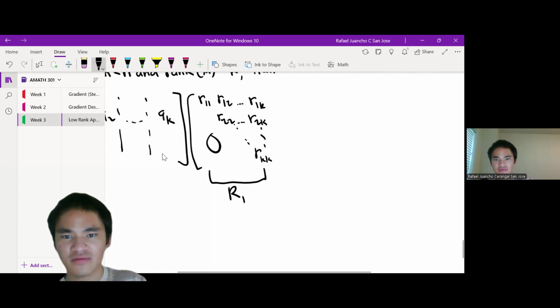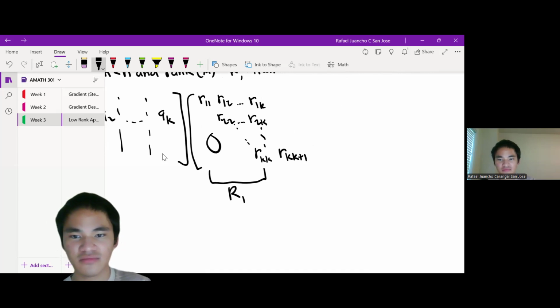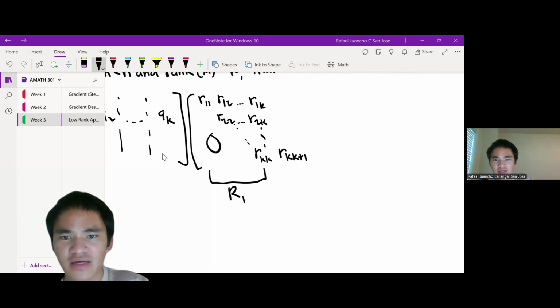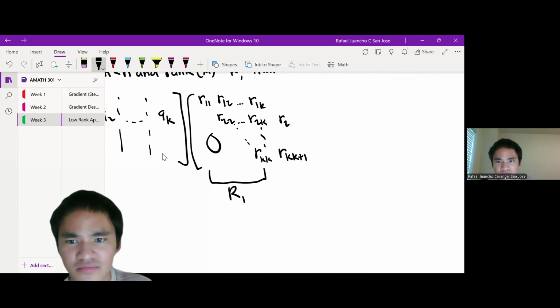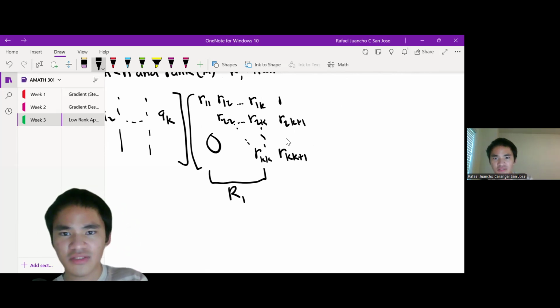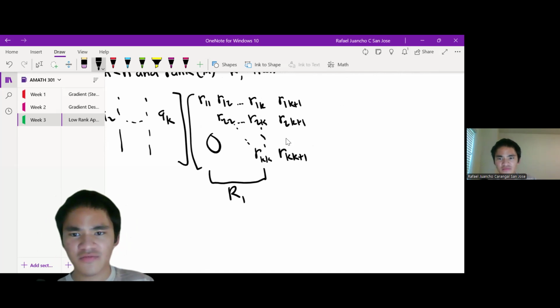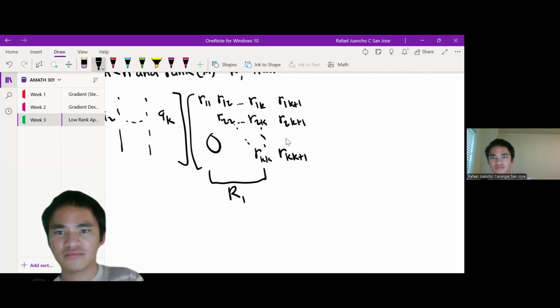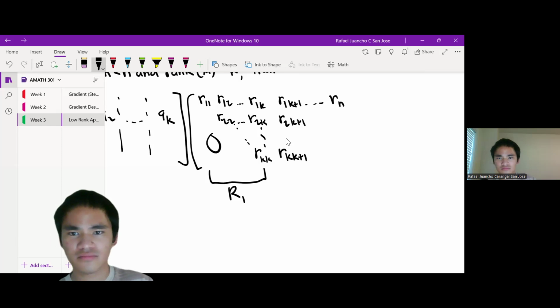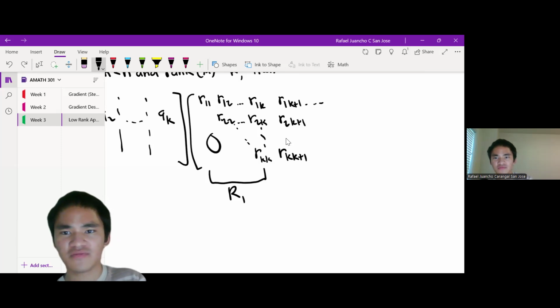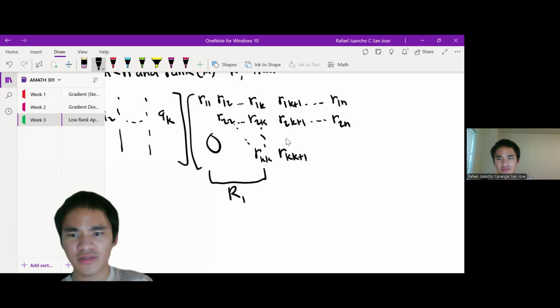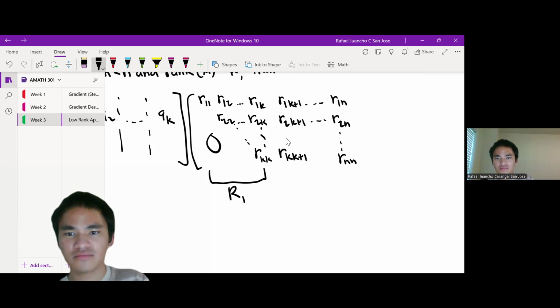So here I have RK, K plus 1, right? Here I have R2, and then this is K plus 1, and this is R1, K plus 1. And then from here, will I go all the way to N? R1N to be specific. This is R2N. And then I go all the way to NN, right? And this is now my R2.